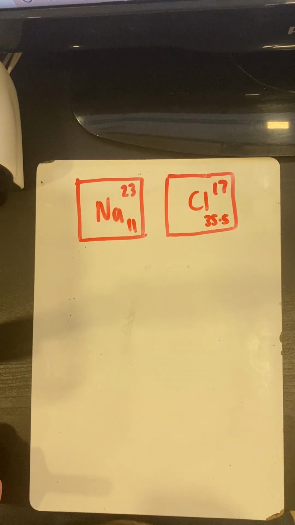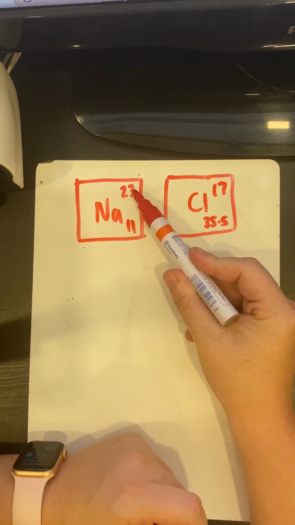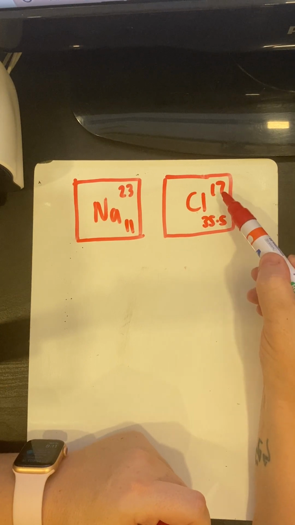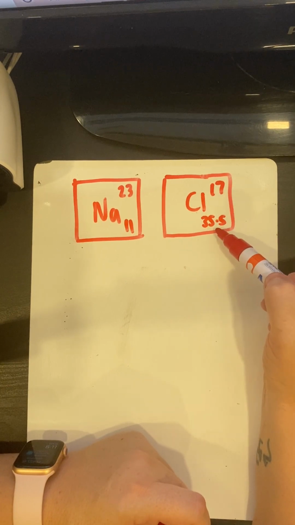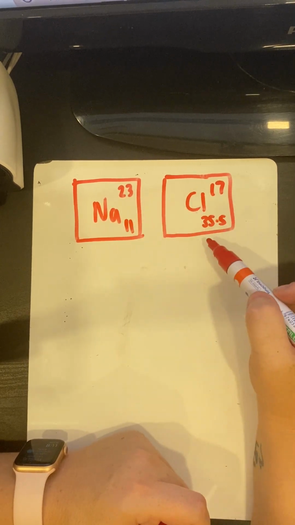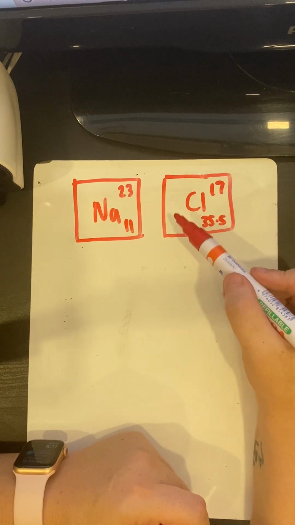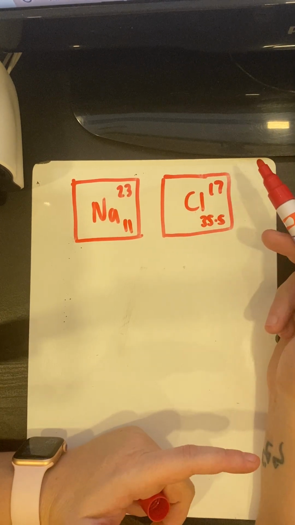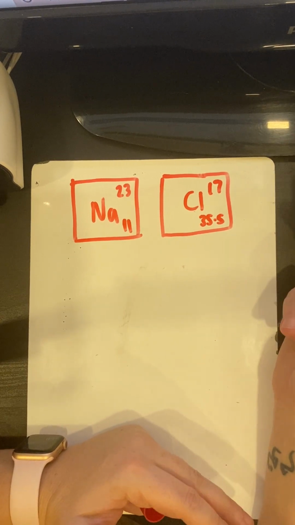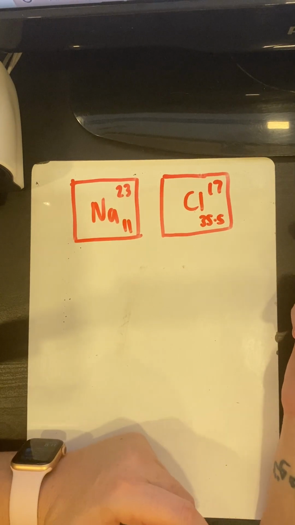Sodium and chlorine. Sodium has an atomic number of 11 and a mass number of 23. Chlorine has an atomic number of 17 and a mass number of 35.5. It doesn't matter which way round these numbers are written, the atomic number is always the smallest. You can remember atoms are very, very tiny, so atomic number small. The mass number is always the biggest number. The massive number is always the mass number.